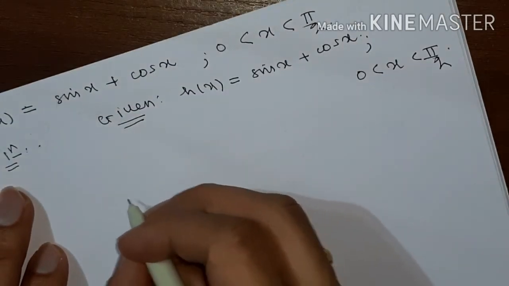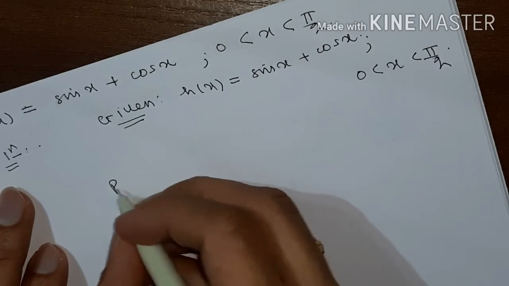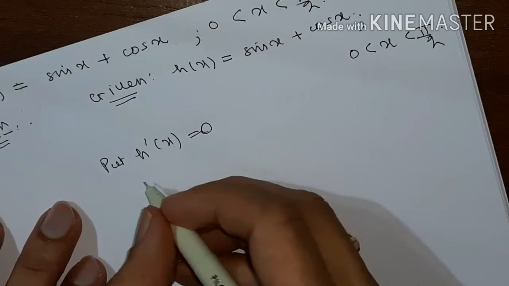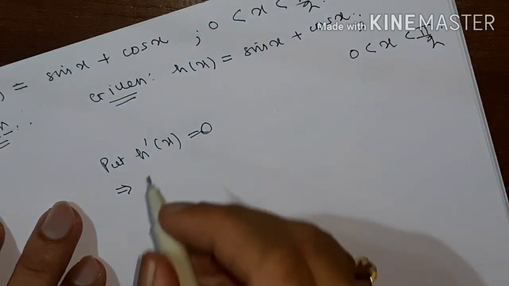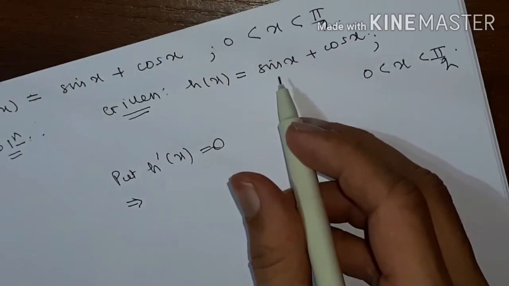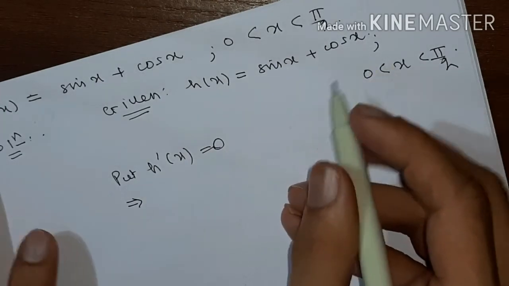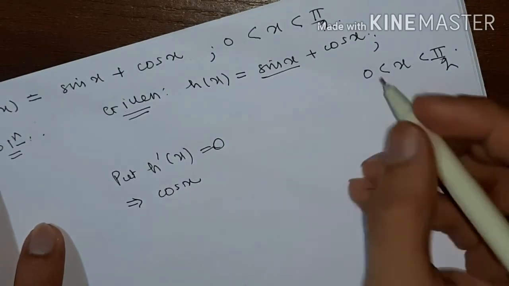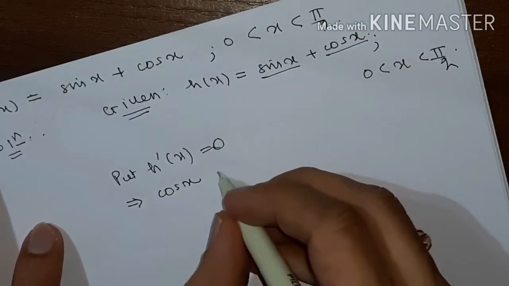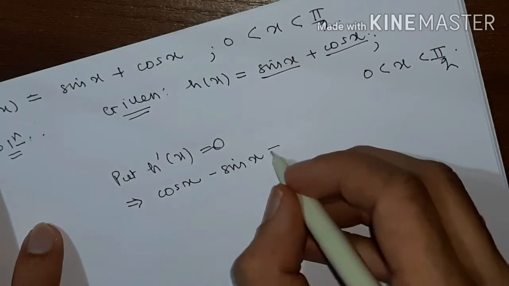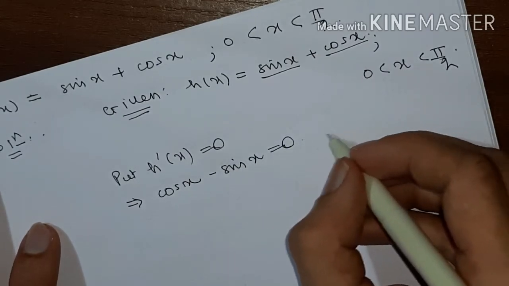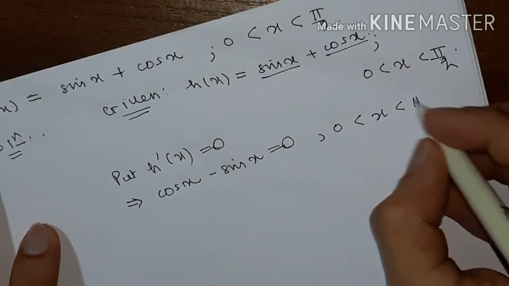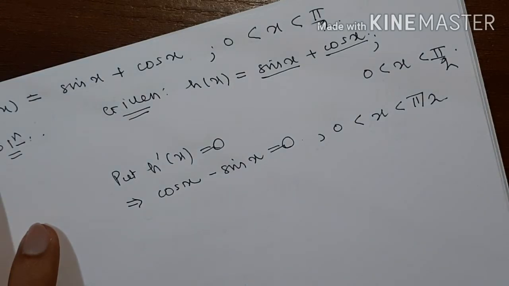Now what you do is you put h prime of x equal to 0, this you know. Now what is the derivative of the function h? This is the function h, sin x plus cos x. The derivative of sin x is cos x, and derivative of cos x is minus sin x, equal to 0 you get. And this you always remember, that 0 is less than x less than pi by 2. This is very important.